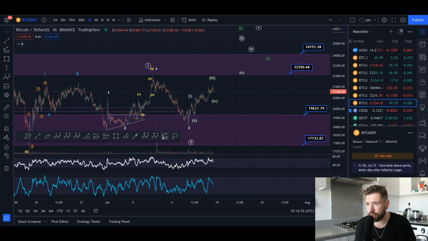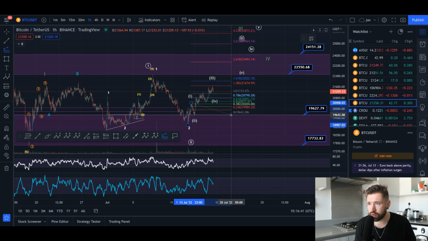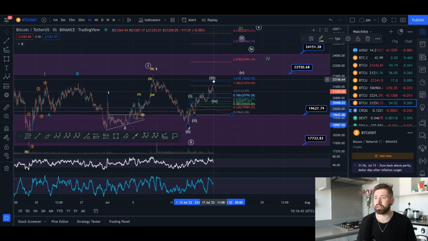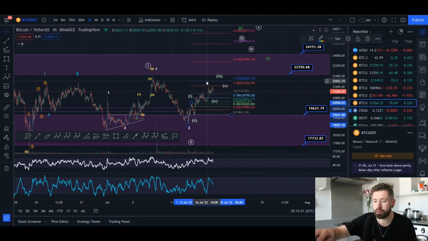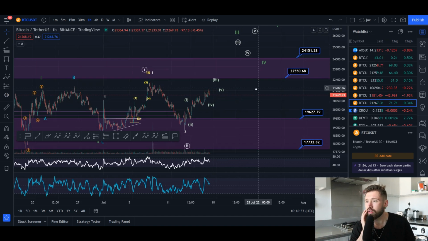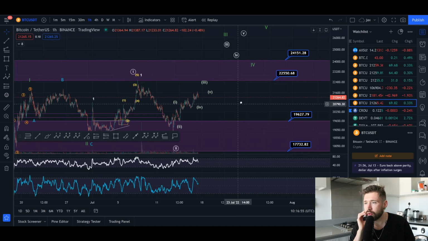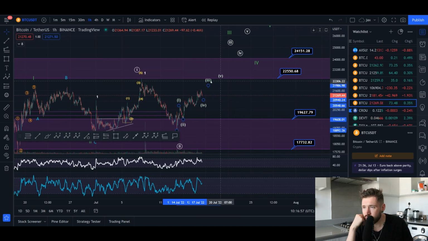Now to measure the wave 3, take your trend-based fib extension from the bottom of wave 1 to the top to the bottom of wave 2. You're looking for a 1.618 extension, which is coming in at 22K. So we come up to 22K, get rejected there, put in a wave 4 and a wave 5. So the 1.618 for the wave 3, then a wave 4 pullback and a wave 5.